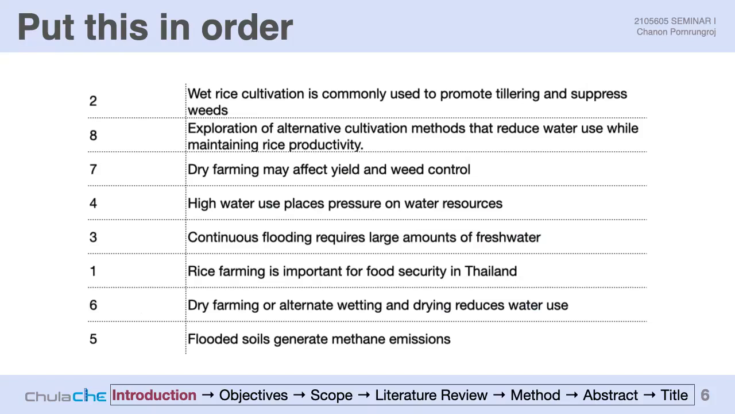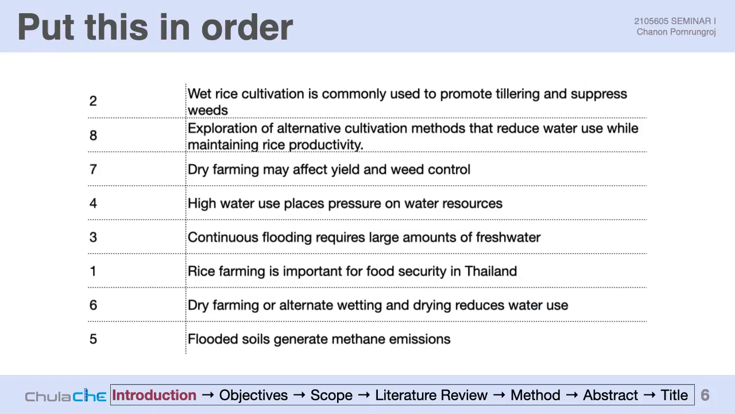Continuous flooding requires a large amount of fresh water. So we talk about fresh water usage. Fresh water is also an important issue in Thailand. We sometimes don't have enough fresh water to do this, right? And then number 4, high water use places pressure on water resources, right?